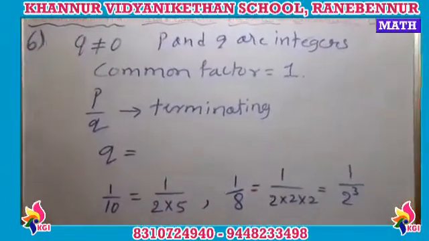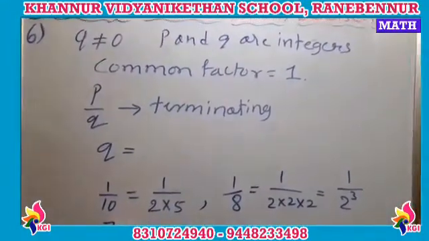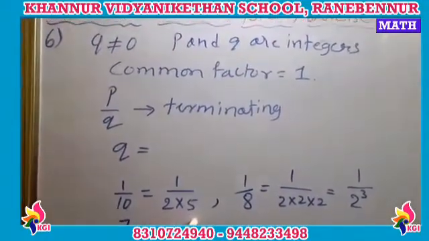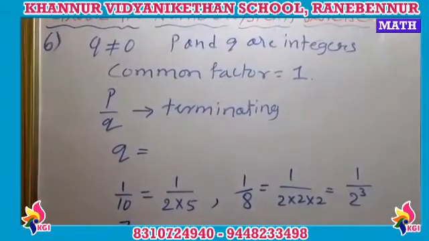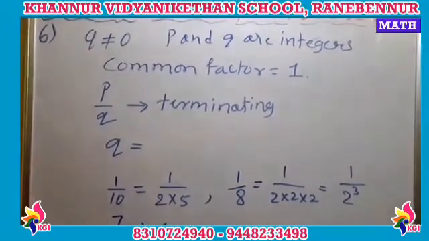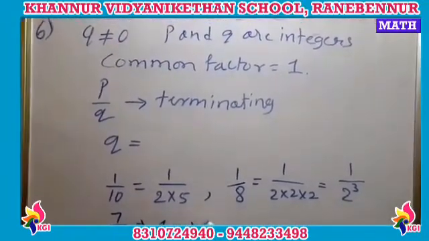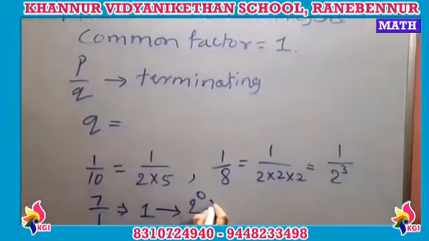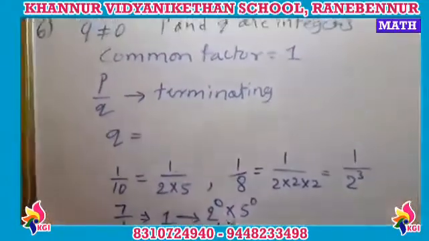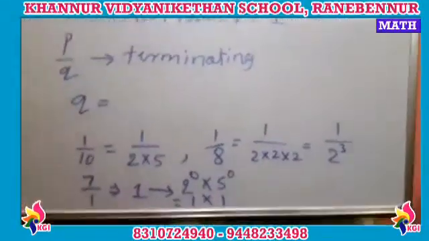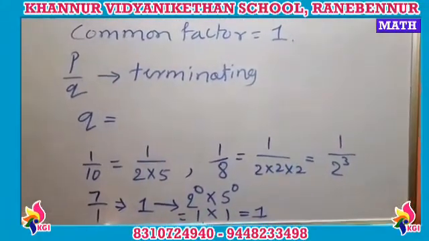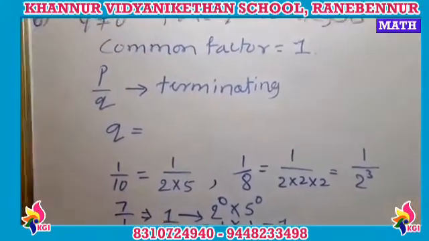Okay, we go for one more example: 7 divided by 1. Here only 1 is there. How am I going to get it as powers of 2 and 5? I can write the denominator 1 as 2 to the power 0 and 5 to the power 0. Why? Because 2 to the power 0 is 1 and 5 to the power 0 is 1, so we again get the value 1. So 7 by 1 is a rational number, right?